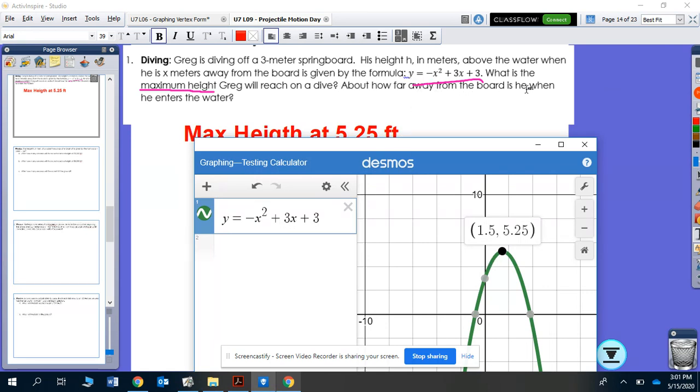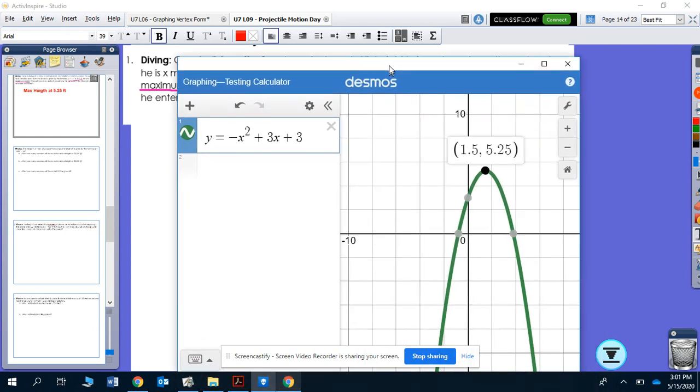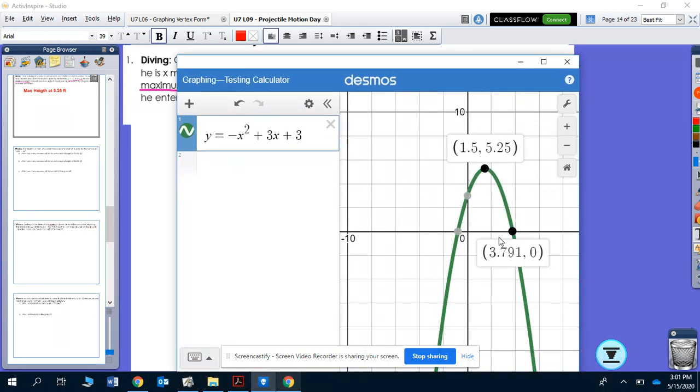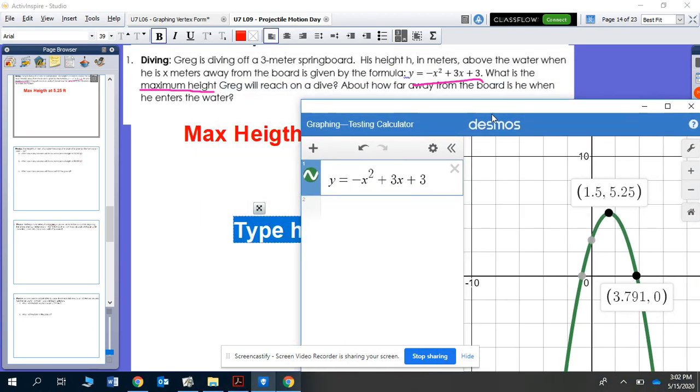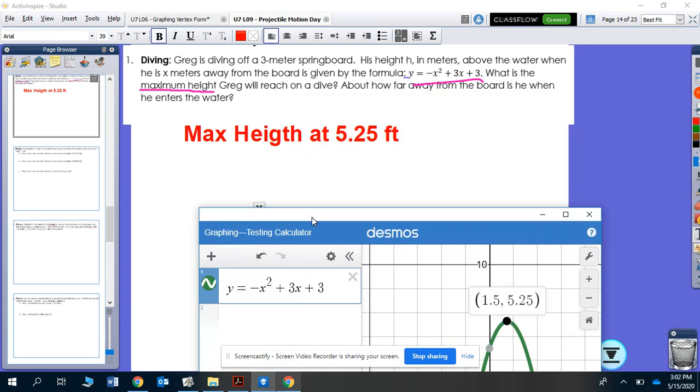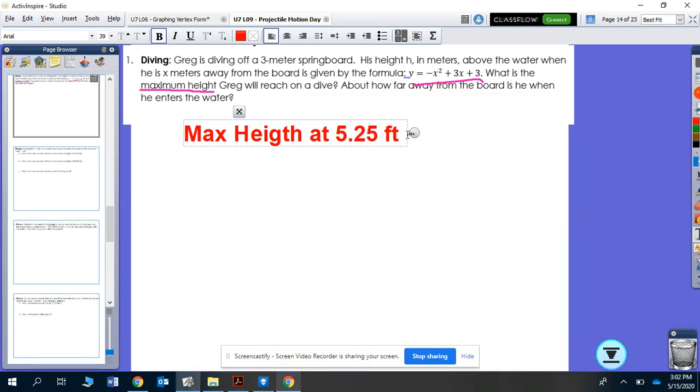how far away from the board is he when he enters the water? So that's this last piece here. He's flying through the air and he hits the water right here. So how far away from the board is he? He's about 3.8 if we round. He's 3.8 meters away. So, actually, this was wrong. This should have been meters. I just assumed it was feet, but then he's 3.8 meters away from the board.